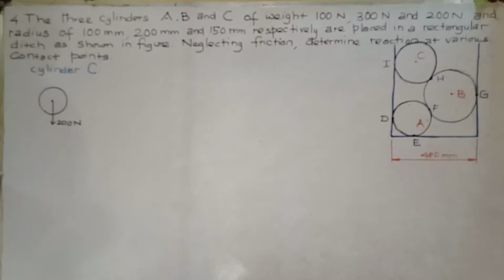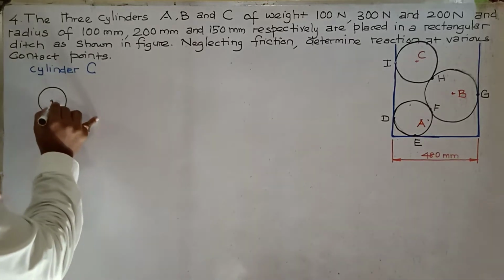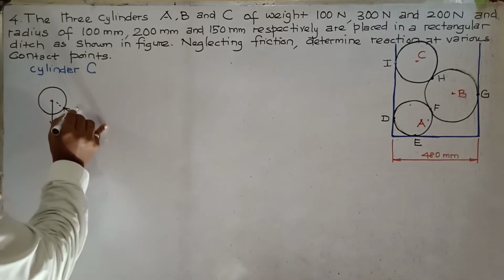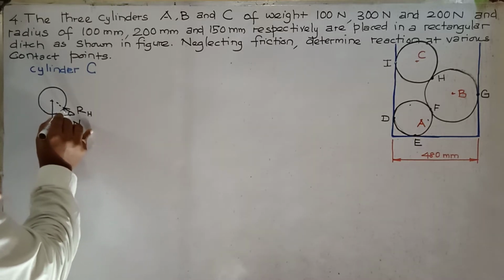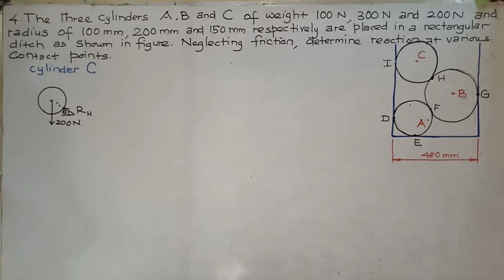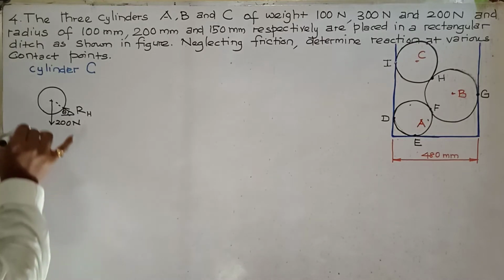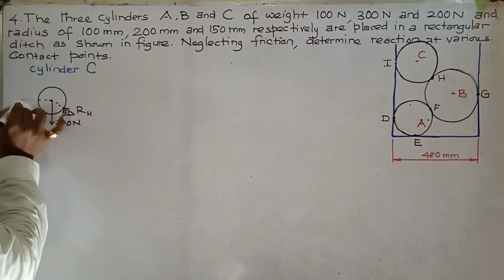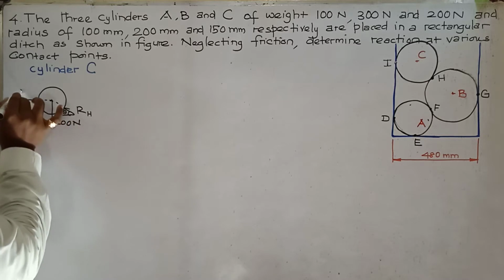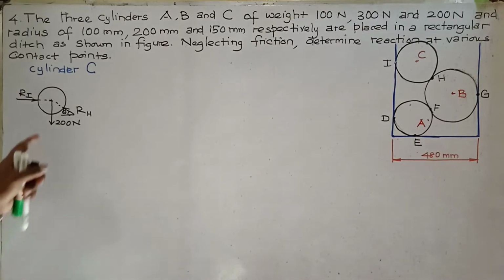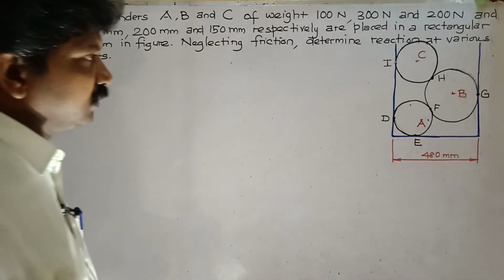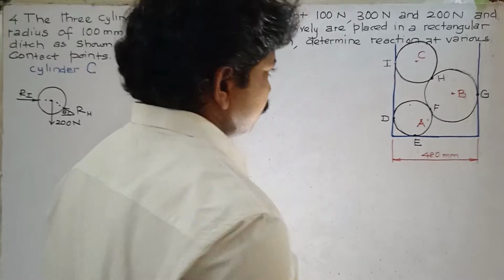And reaction at H with horizontal. What is the inclination? Theta. How to find the inclination? And RI, reaction at point I. So before going to the line diagram, you have to find the theta. How to find the theta?